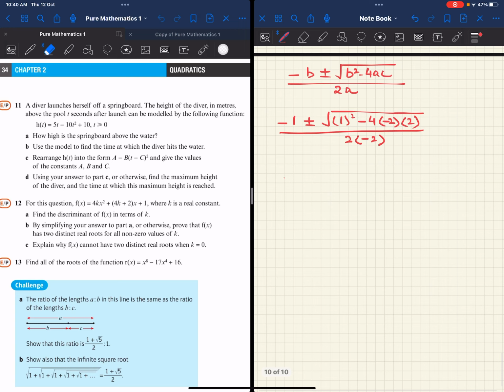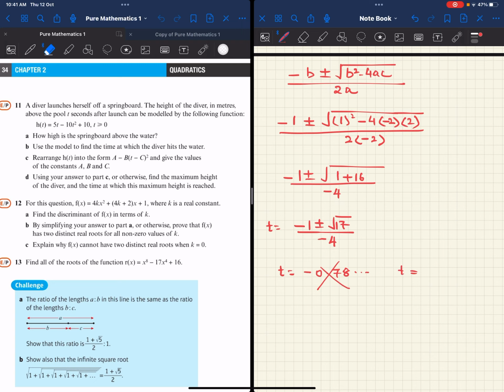So simplifying this further, we have 1 plus 4 times 2 times 2, which is 16. So 1 plus 16, divided by negative 4. So we have minus 1 plus or minus root of 17 divided by minus 4. And this gives us the value of time. Let's calculate time in decimals. So we have minus 1 plus square root of 17, all divided by negative 4. And this gives us negative 0.78. Time cannot be negative, so this value is ruled out.